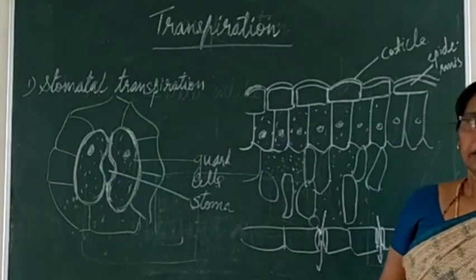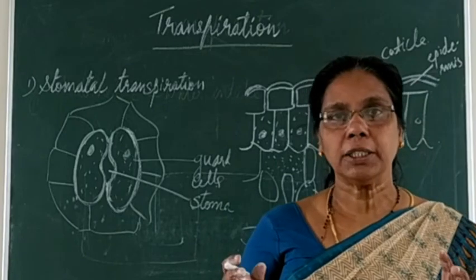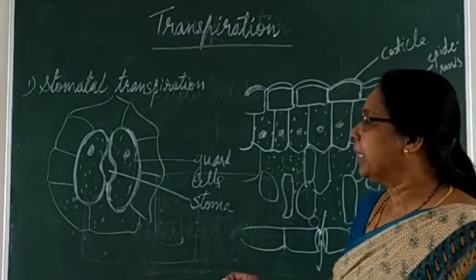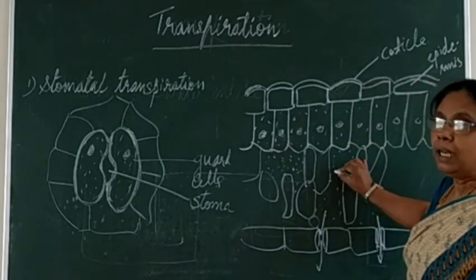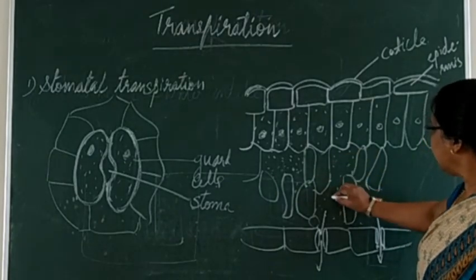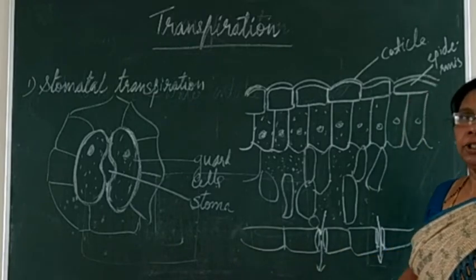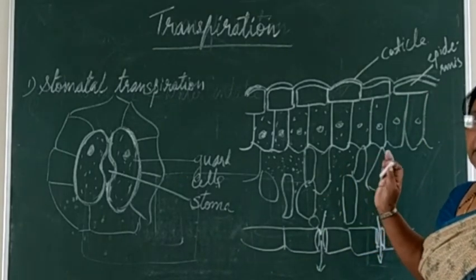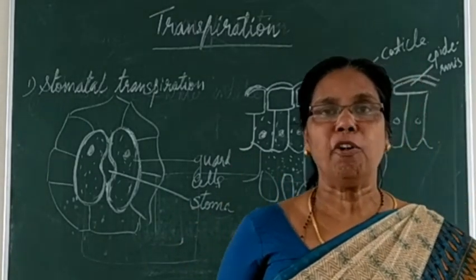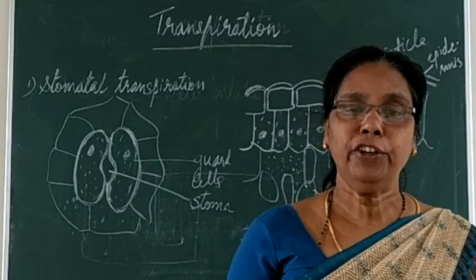Diffusion definition: the movement of particles from a region of higher concentration to a region of lower concentration. So here you can see the water vapor in large concentration, okay, in this space, going out. That is the process called diffusion.